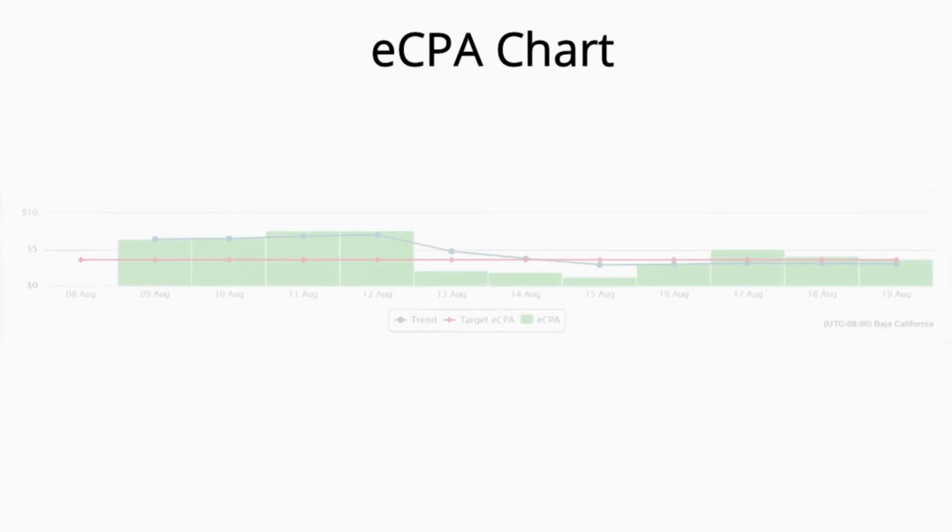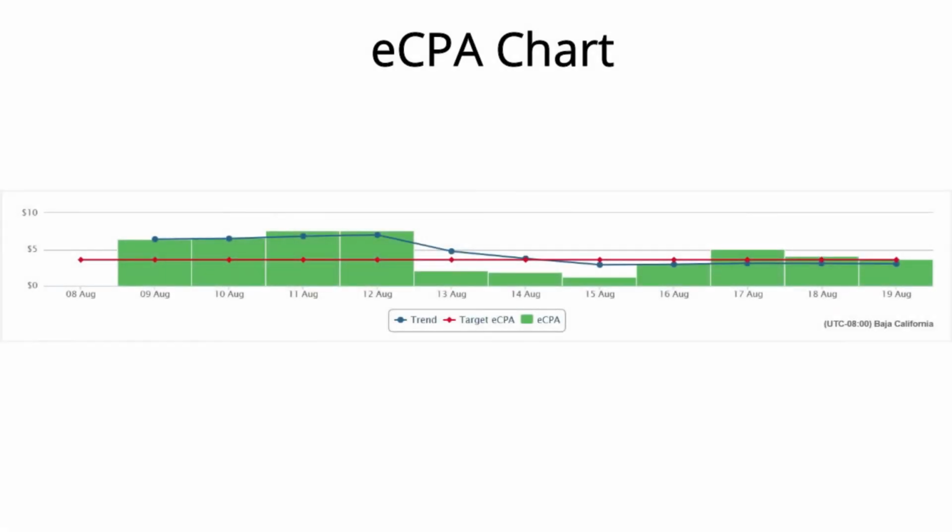And then you have your eCPA chart, where you can see how your campaign is performing in real time. So the red line stands for the target eCPA that you have. If you change your target eCPA, it will be reflected in the graph as well.